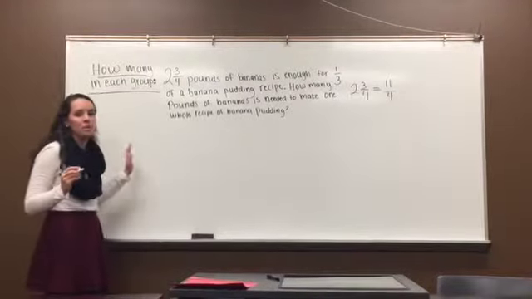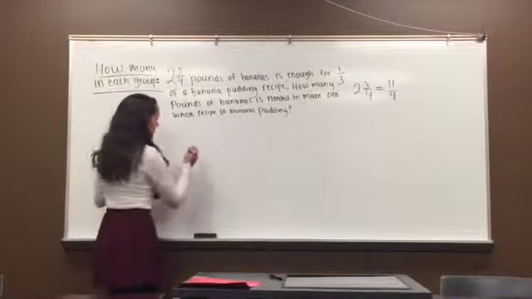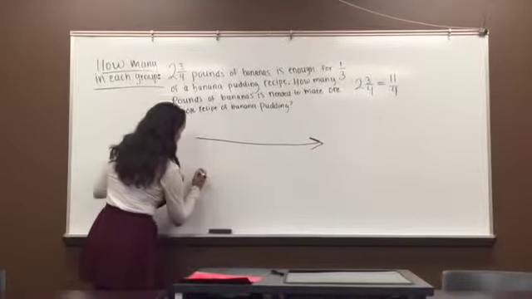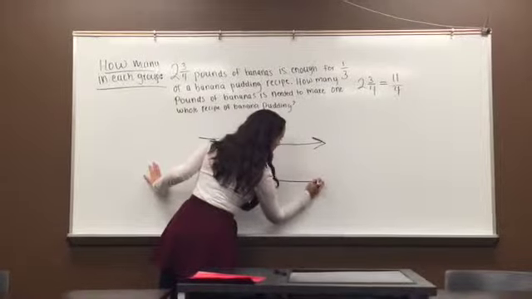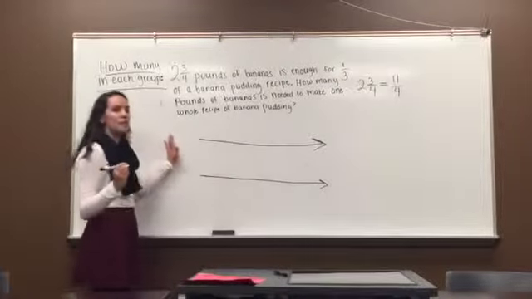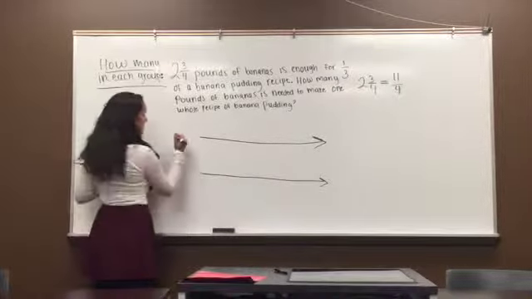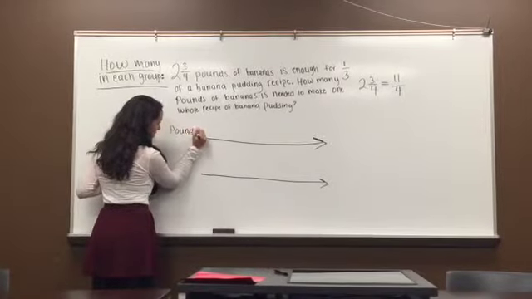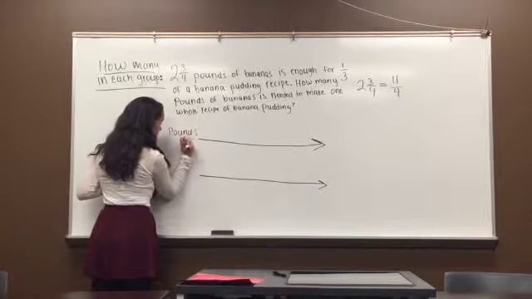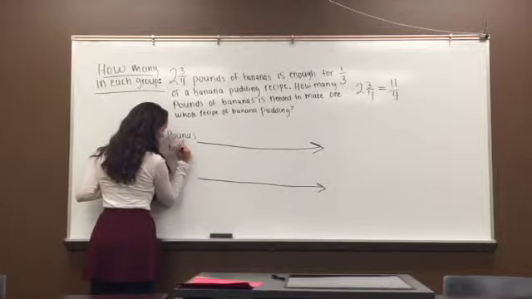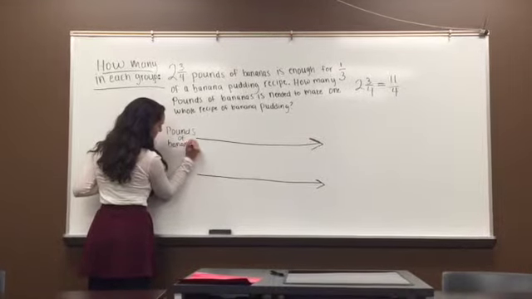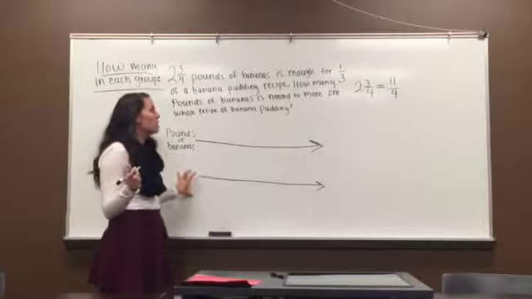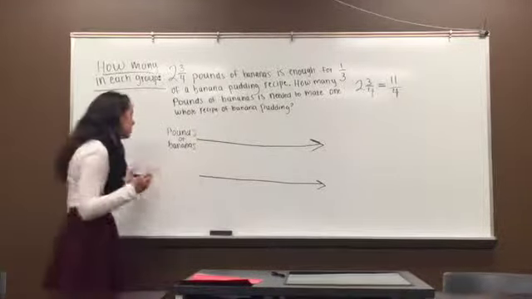So we're going to solve this problem by using a double number line. On the top line, we're going to label it pounds of bananas. And the bottom line is going to be the amount of recipe that the pounds of bananas can make.